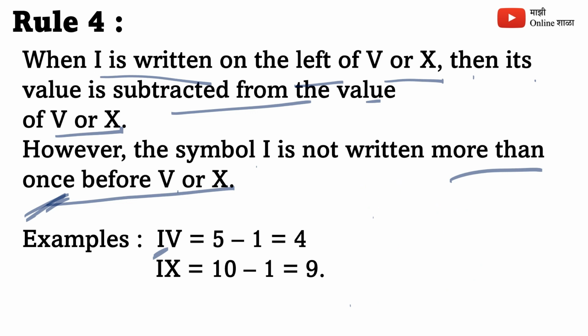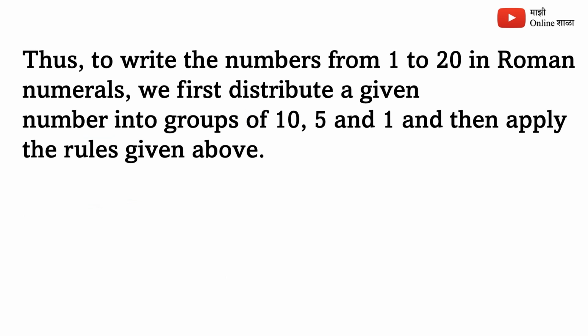Let's see the example. I V. So that is 5 minus 1. It is on the left side, so we are writing minus. 5 minus 1 is 4, and 10 minus 1, I X, means 10 minus 1, that is 9. So this is rule number 4. Thus, to write the numbers from 1 to 20 in Roman numerals, we first distribute a given number into groups of 10 and 5 and then apply the rules above. So, we have to apply some rules for writing numbers 1 to 20. Which rules? Which we have learned above, the 4 rules.